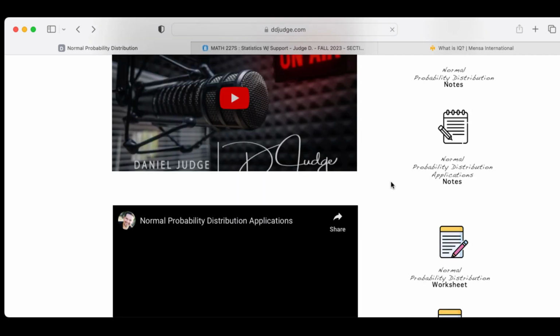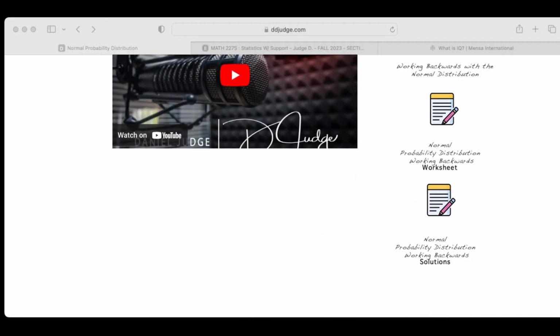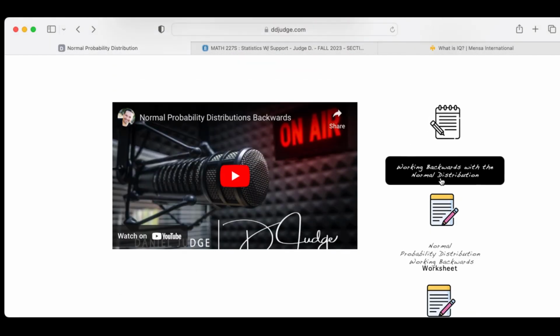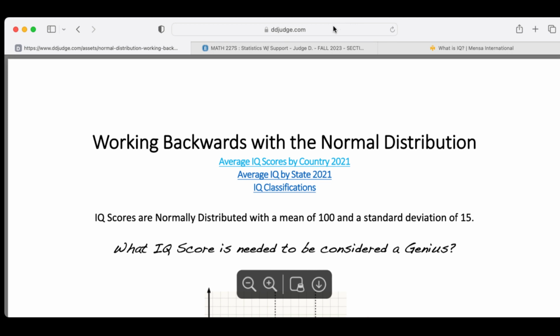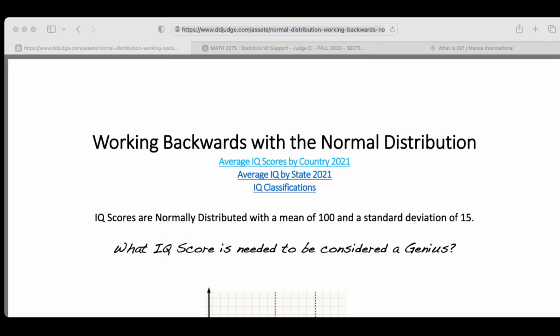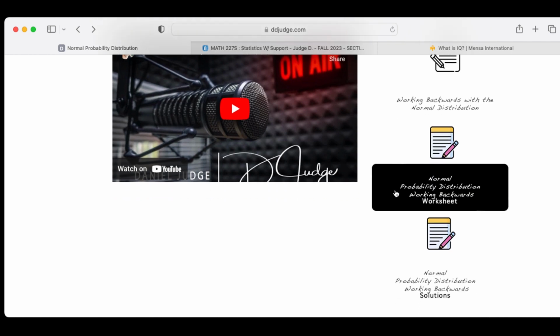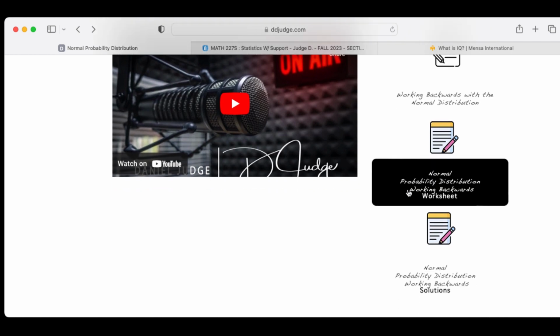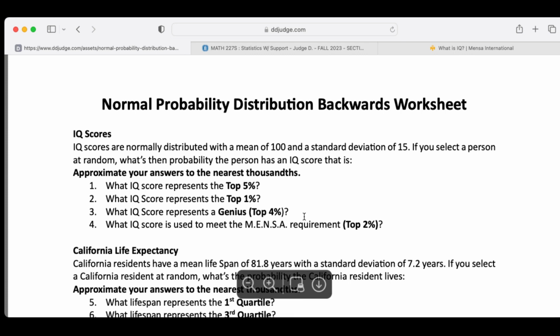So those notes are on my website. Right here, you say, where do I find those notes? It's right in here. Let me see if I can scroll out. So it's the notes for working backwards right in here. I'll put that in the chat for some people, those of you guys who are at home. But I also want to remind people here that your homework for working backwards is here. Normal probability distribution working backwards. And then, of course, there's the worksheet. Look at all these questions.